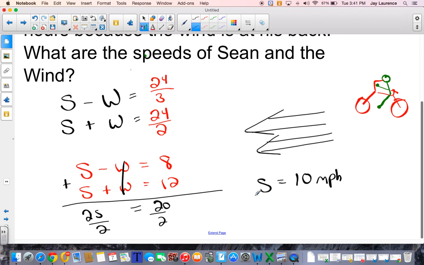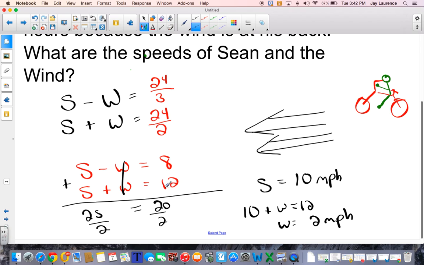Well, now to get the wind speed, I can just take 10 plus W equals 12 and solve for W. W will equal 2 miles per hour. So Sean's riding along at 10 miles per hour. The wind's blowing at 2 miles per hour. When it's in his face, it slows Sean down by 2 miles, making him only seem like he's going 8 miles per hour. But he's doing the work to go 10 miles per hour.